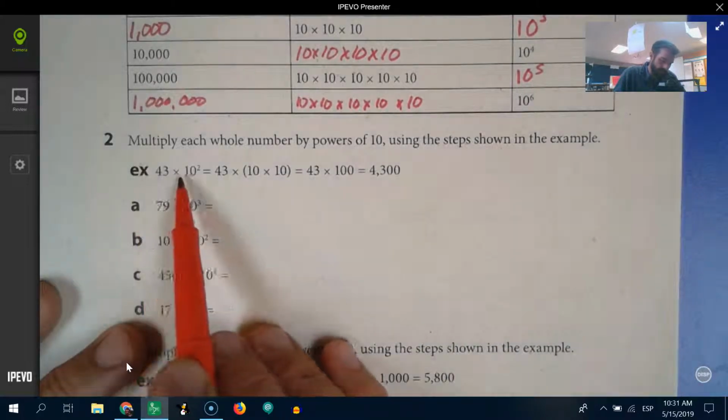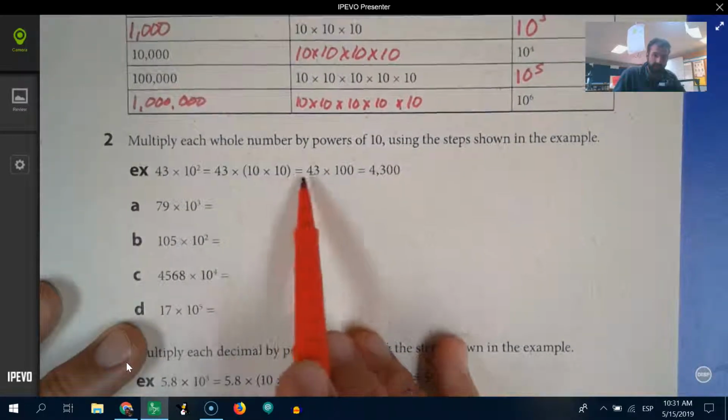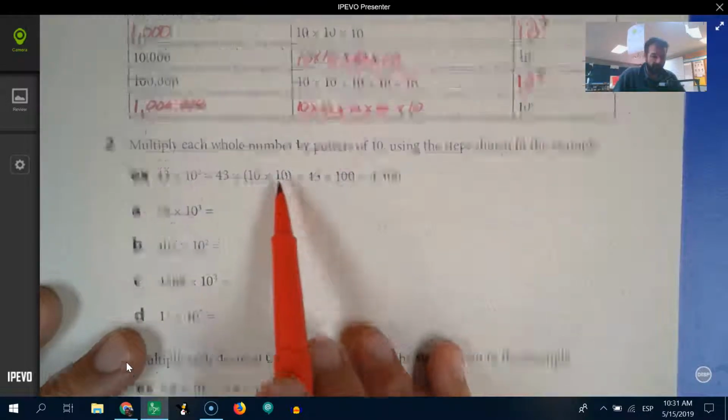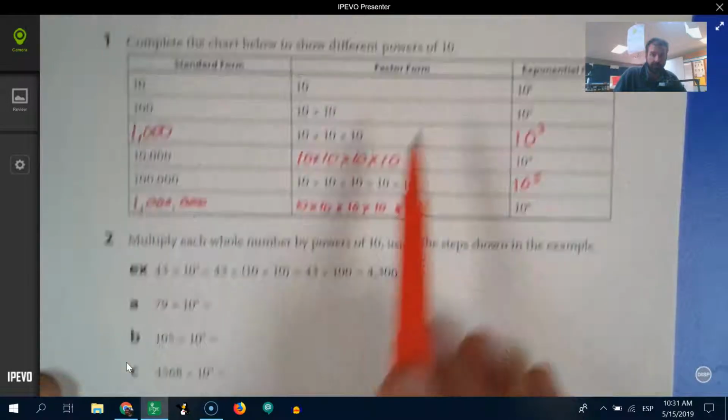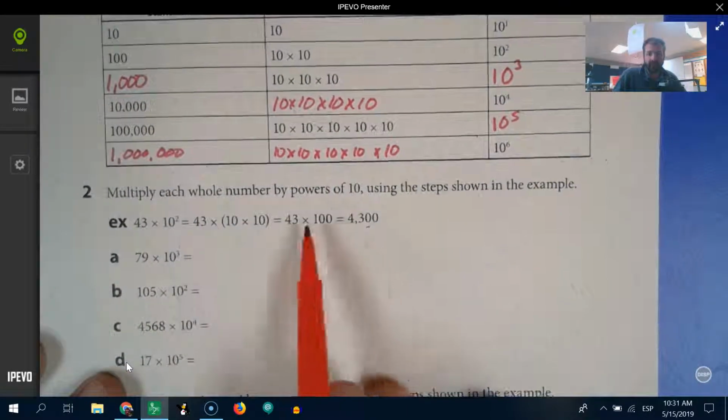Multiply each whole number by powers of 10 using the steps shown in the example. So here's this, 43 times 10 squared equals 43 times 10 times 10, in parentheses, equals 43 times 100 equals 4,300. So they're wanting us to show the factor form, so you can use this up here, of our exponent, do that multiplication inside the parentheses, and then multiply.